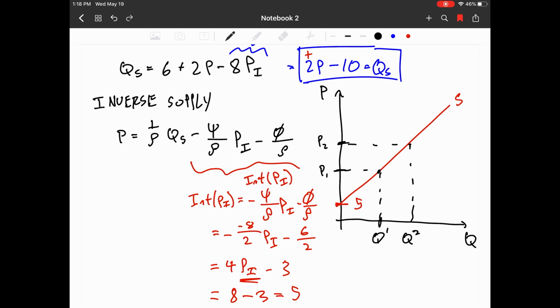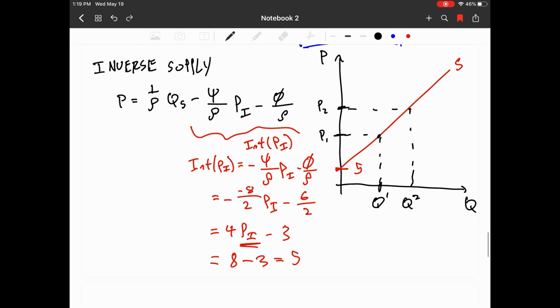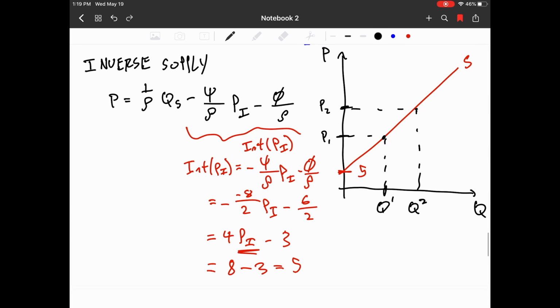But what if we had changes in our underlying parameter values or variable values? So what happens when the price of inputs increases? So just from what we can see here from our intercept definition, when the price of inputs goes up, our intercept term also goes up.